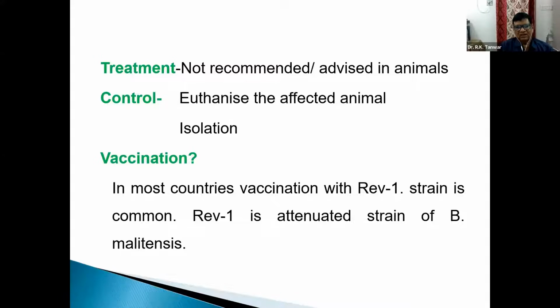As far as vaccination in sheep and goat is concerned, I don't know the status, because the one vaccine available, Brucella abortus strain 19, we are using in our large animals. But in most countries, they are using the Rev-1 strain vaccine for Brucella melitensis. Its availability, I don't know. And what is the government policy for vaccination in sheep and goat? I have no idea.